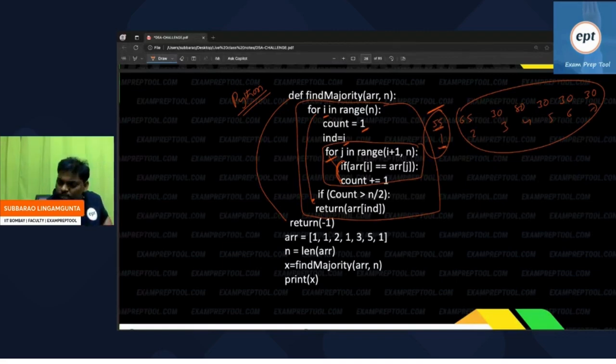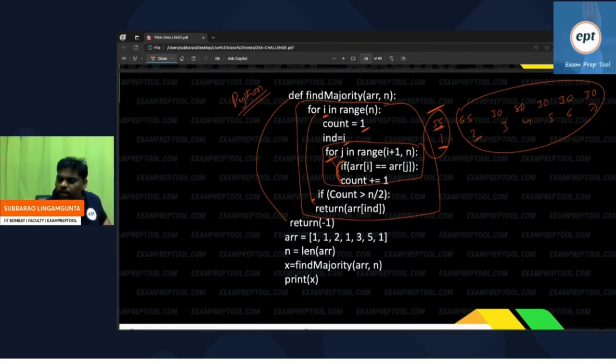So for each person, do the counting. I have done the counting of 55. It happened only one time. As soon as you select this person, count is 1, index is also 1. So you keep on counting. After counting, if count is greater than n by 2, then he is the mid element, the actual majority element. If not, i value becomes 2, so count becomes 1, index becomes 2.